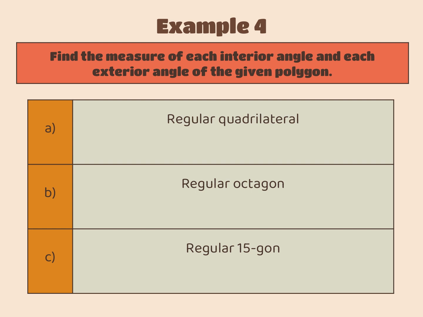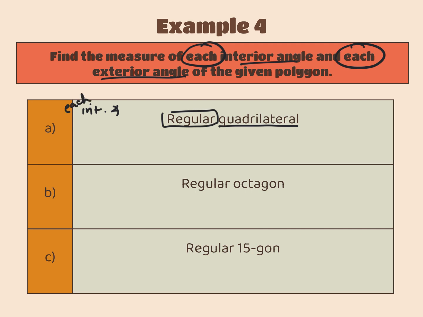And then lastly, the slide says, find the measure of each interior angle and each exterior angle of the given polygon. So again, let's think about that. A regular quadrilateral, sort of already did that one, right? But it's regular. So I know that I'm going to do interior here. Let me do each interior angle, and I'm going to do each exterior angle.